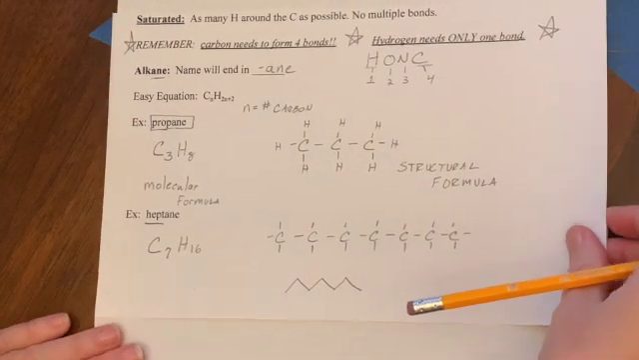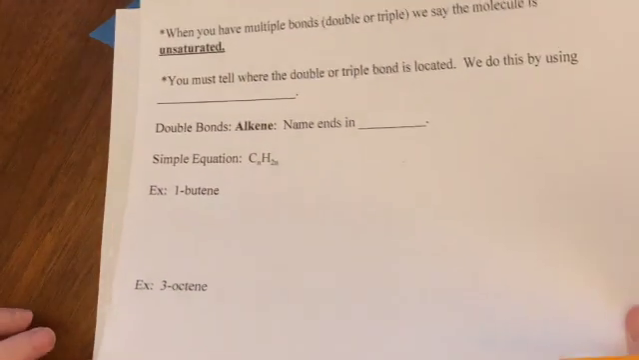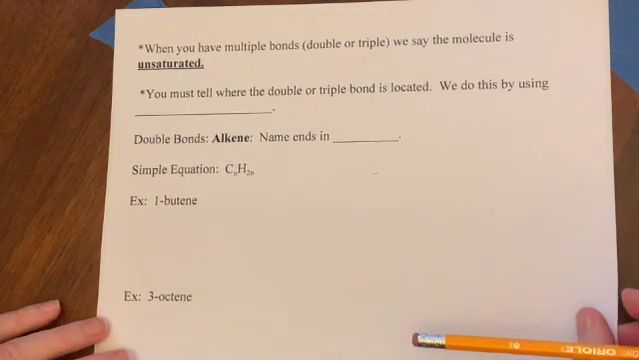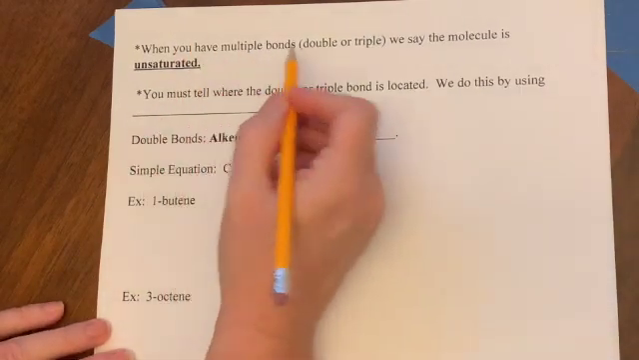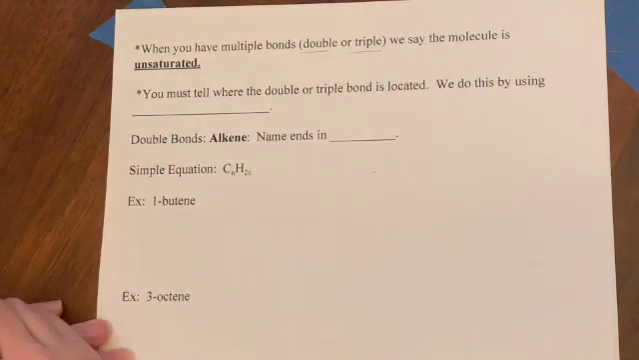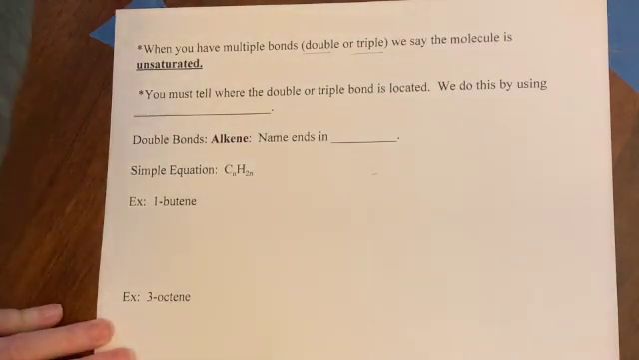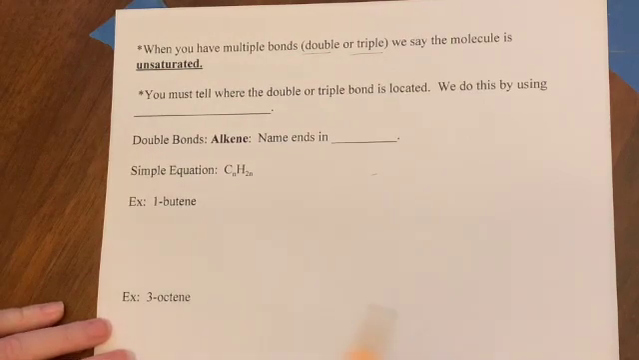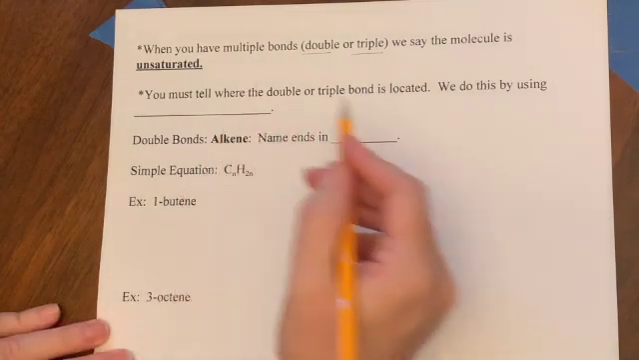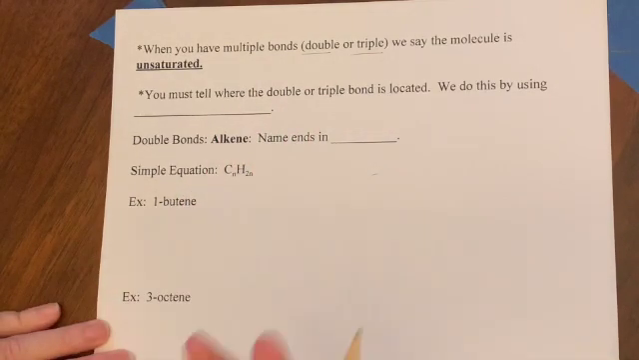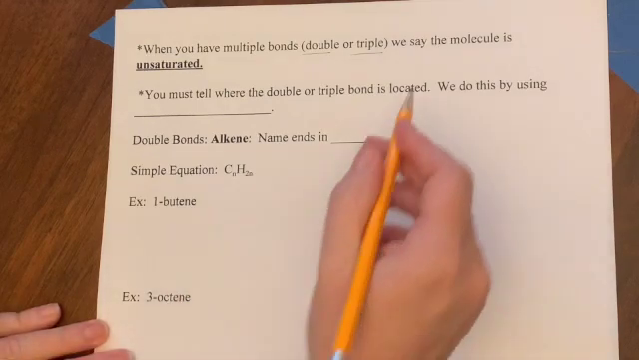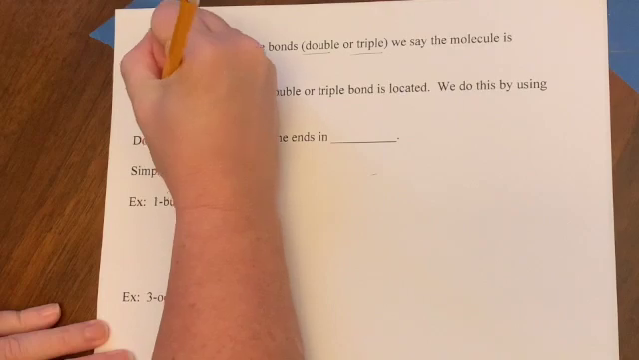So just to let you know the different ways we can draw those structural formulas. Alkanes are saturated, meaning they have as many hydrogens as possible. But once you get multiple bonds, those can be double or triple bonds, we say that the molecule is unsaturated. When you have an unsaturated hydrocarbon, you have to let the person reading your formula or your name know where that double or triple bond is located. And we do this by using numbers.